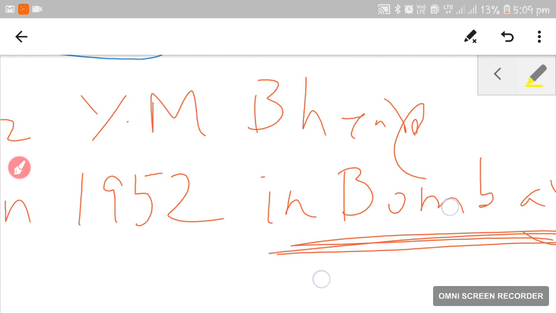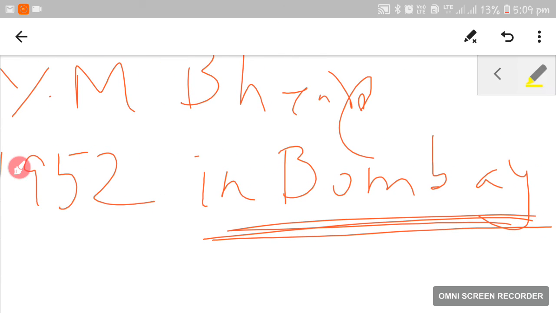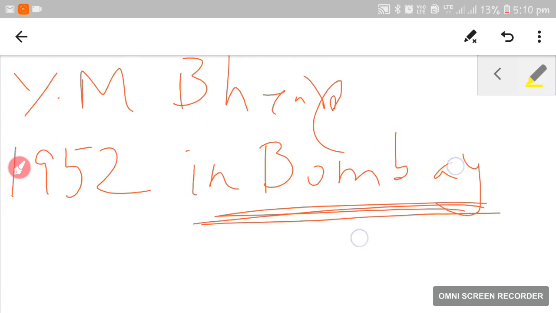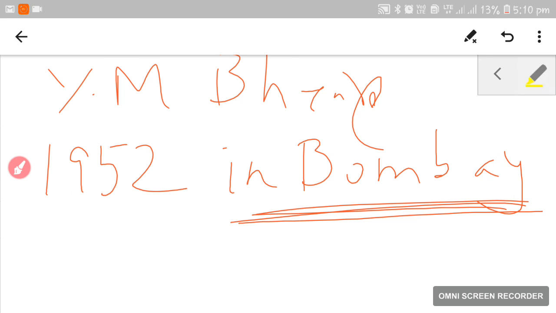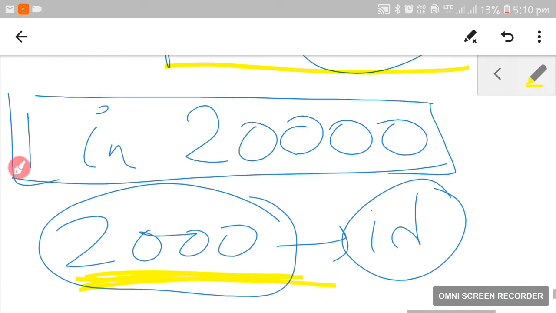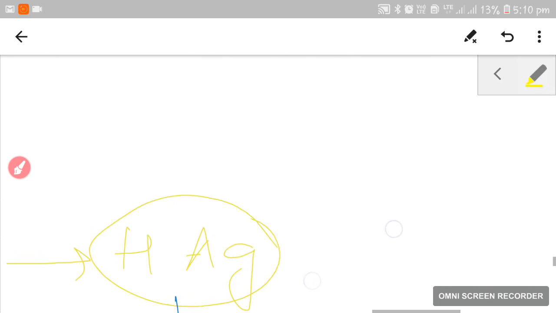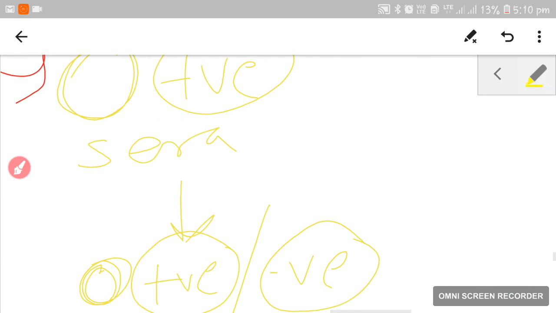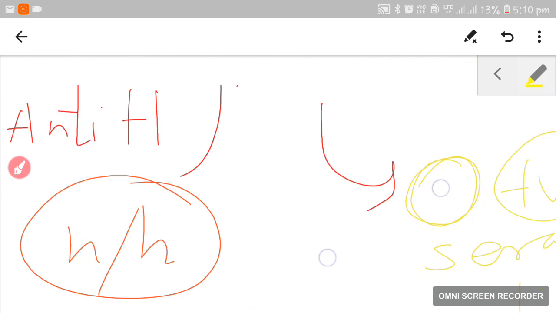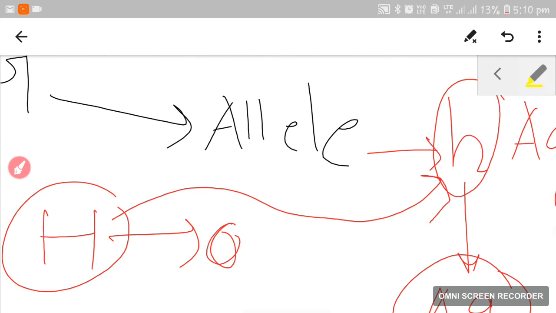And Dr. Y.M. Bhende in 1952 in Bombay was the first to identify this blood group. Okay, so this becomes a question for you in the MCQs, because it's a rare blood group. Okay, read this, write this, add to your notes. This will help you to answer a few questions.